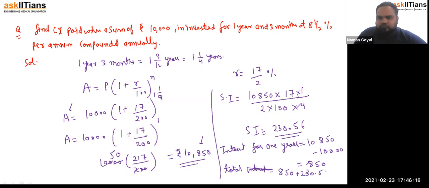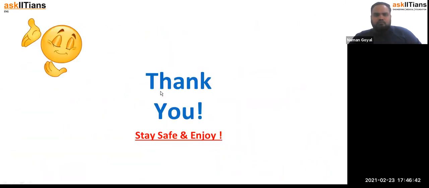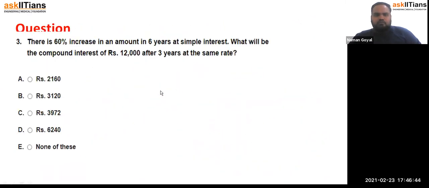230.56. Okay, so if you see how much we got, final answer यहाँ लिख रहे हैं, I am going to write down the final answer here. If you add this much amount, you will get 1080.56. So this is the concept when the time is not given in complete years. Okay, now what we are going to do, we are going to do some questions.